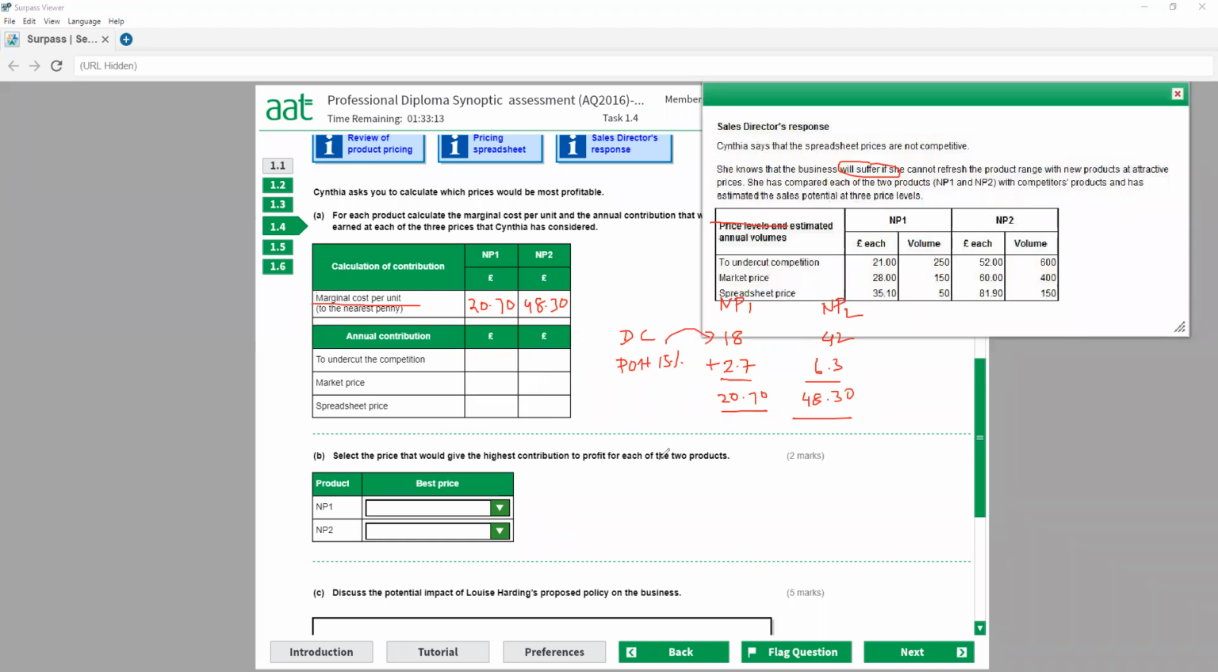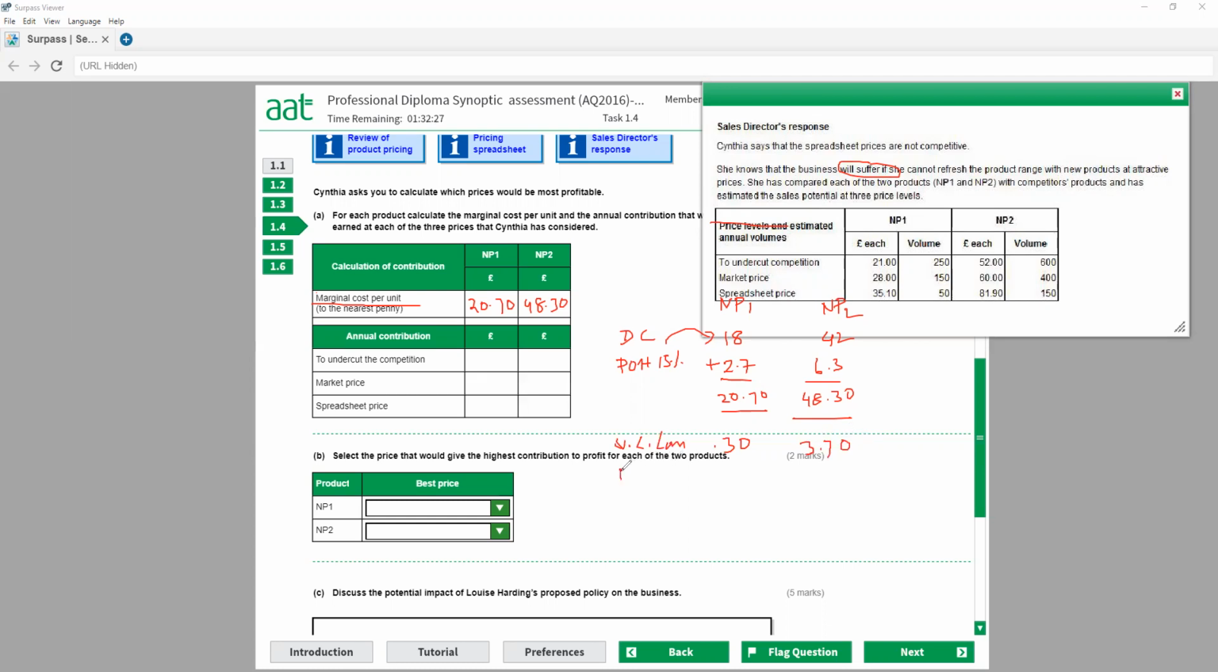My selling price will be 21 for undercut competition. So I'm going to write undercut competition. That gives me my selling price of 21. So 21 minus 20.70, the difference will be 30 pence. So my contribution will be 30 pence if I choose the undercut competition price. And for NP2, 52 minus 48.30 will give me 3.70.